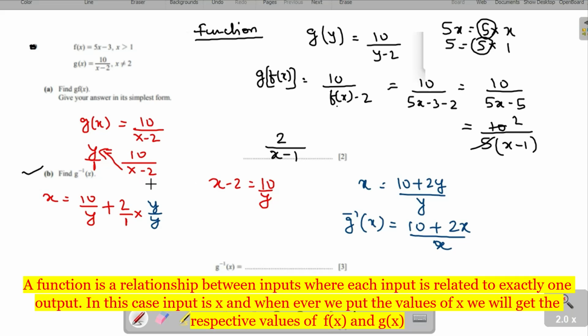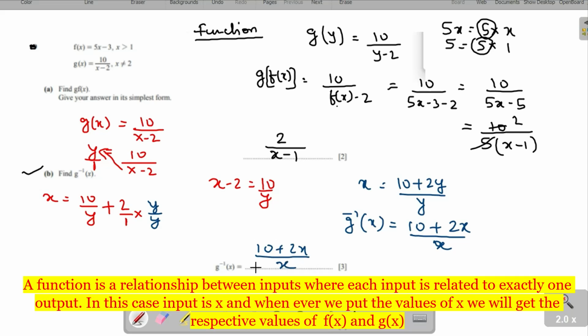First, take the given function and set y equal to that value, then do cross multiplication and make x the subject. Then replace x with the inverse of the function and y with x. You'll get the answer. So our final answer in this case is 10 plus 2x upon x. This is our answer.